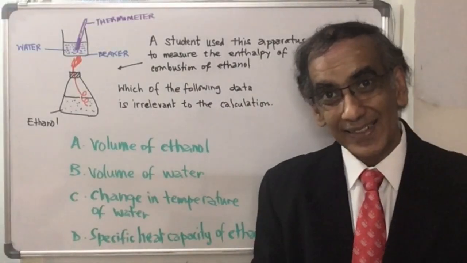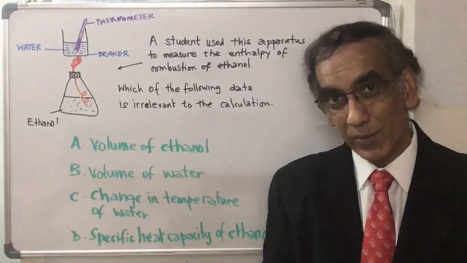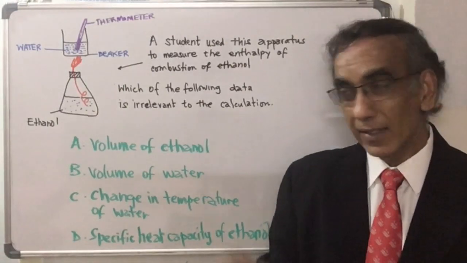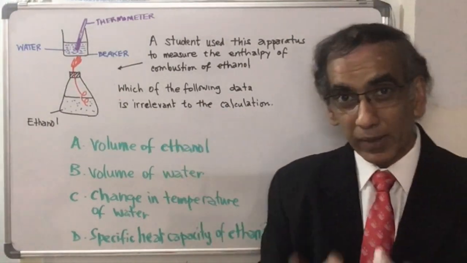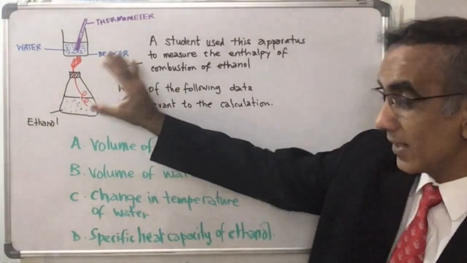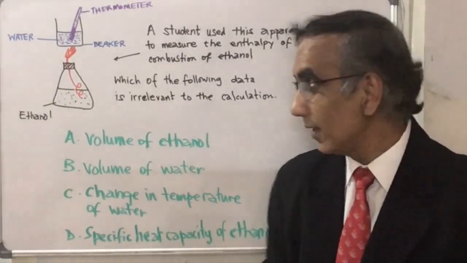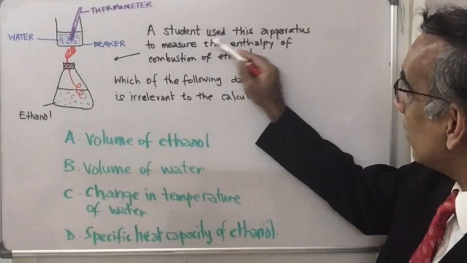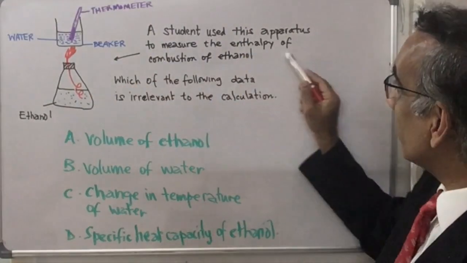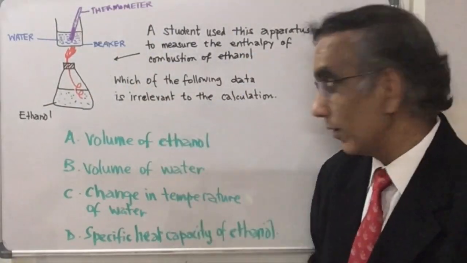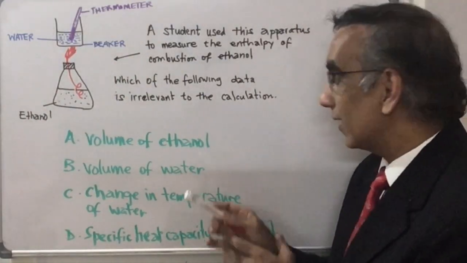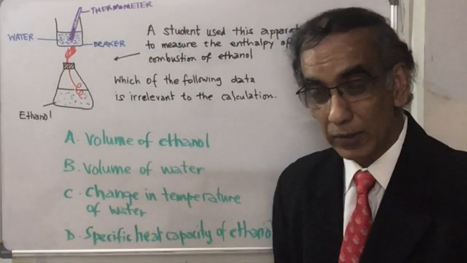Hello and welcome again as we look at yet another multiple choice question for IB Chemistry. This particular question is modified from IB exams, with this diagram being used in the question, but then I made some changes to the question. So it says, a student used this apparatus to measure the enthalpy of combustion of ethanol. Which of the following data is irrelevant to the calculation?